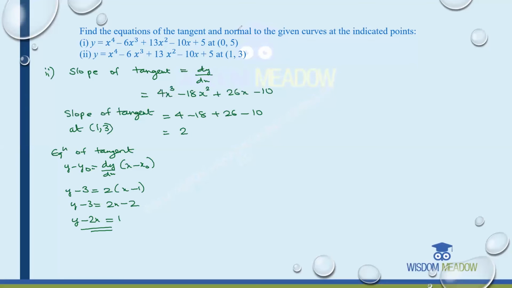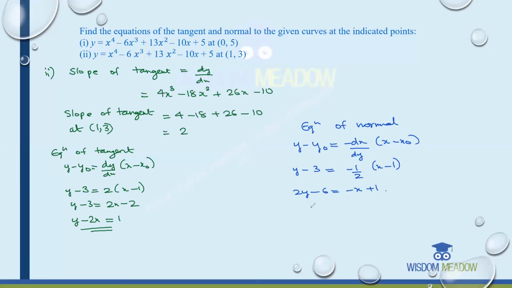Now to find the equation of the normal, y minus y naught equal to the slope, which is going to be the negative reciprocal of the tangent's slope since it's perpendicular to the tangent, into x minus x naught. So y minus 3, the negative reciprocal of 2 is -1 over 2, into x minus 1. Cross multiplying, you get 2y minus 6 is equal to -x plus 1. So 2y plus x is equal to 7. That's how we find the equation of the normal.